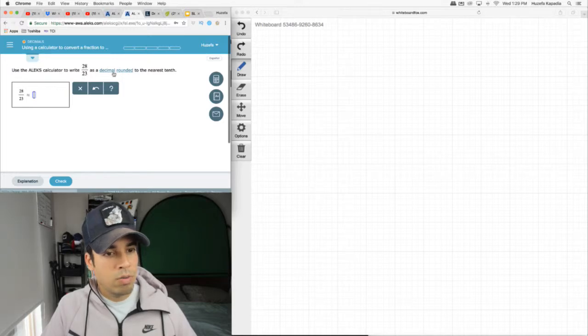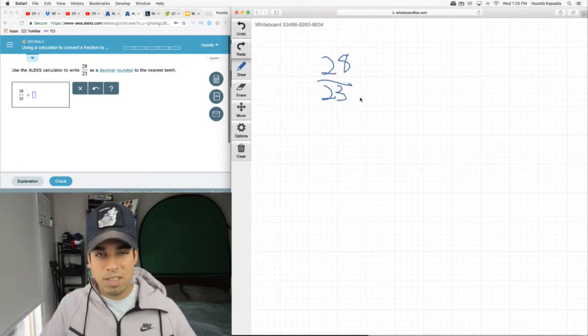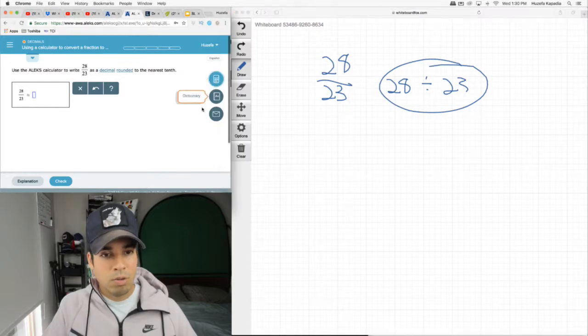So we write this as a decimal rounded to the nearest tenth. Remember, when we look at a fraction, 28 over 23, this is just a division problem. This is actually the numerator divided by the denominator, and that's all this is. So we just have to carry out that division problem.